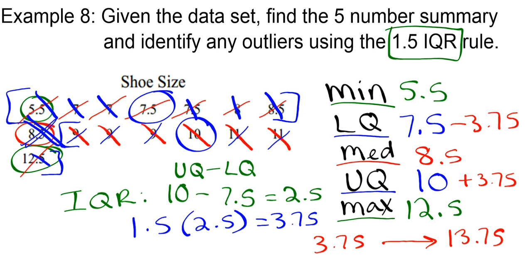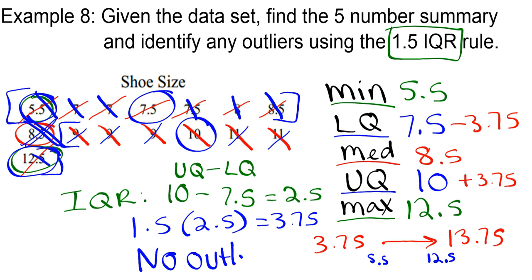So any numbers that fall in between those two are good. Anything that falls on the outside is bad. So let's look at our numbers. Well, we know our minimum is 5.5, which falls inside. So that's not an outlier. We know our maximum is 12.5, which also falls inside. So that means there is no outlier because all of the data falls into our range.